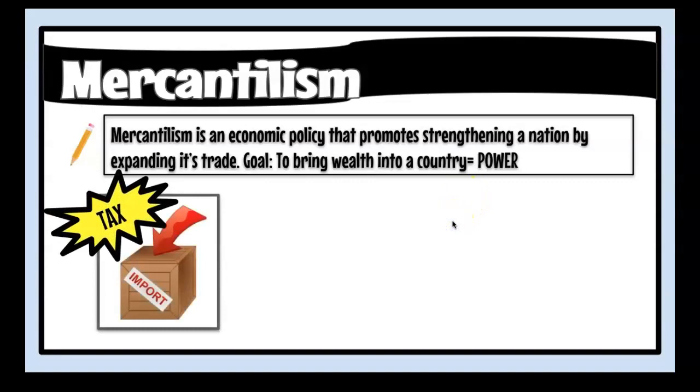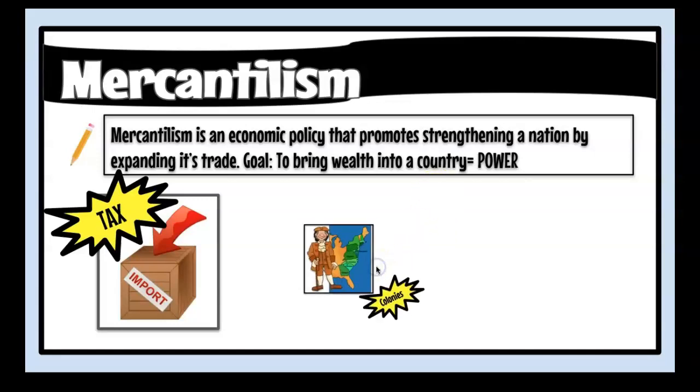So one thing that places did back then, and that pretty much still do, is they taxed any imports coming into a country. So any good that is being brought into the country is going to be taxed. This promotes people not buying things from outside your colony or country because they're going to have to pay a tax on it. So that's one way that they helped strengthen their nation.